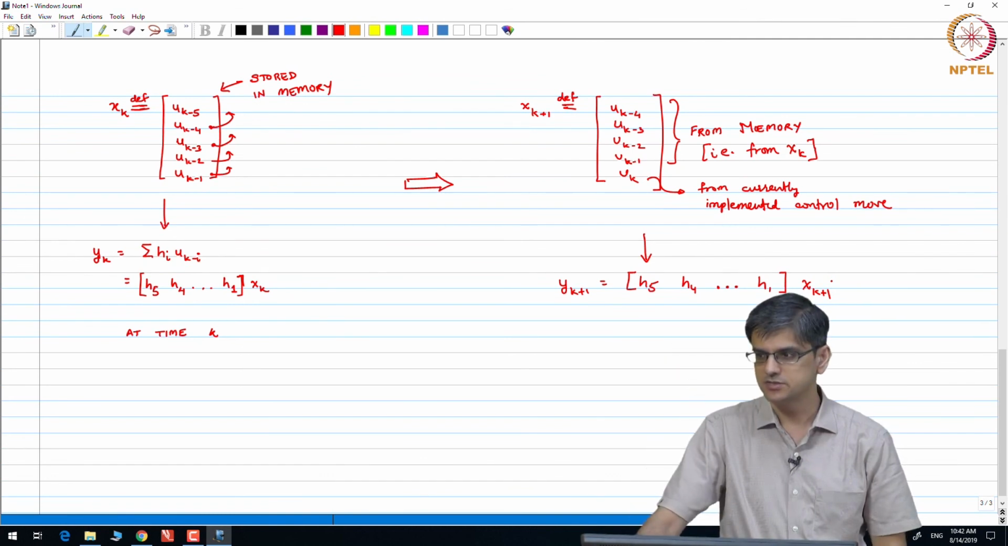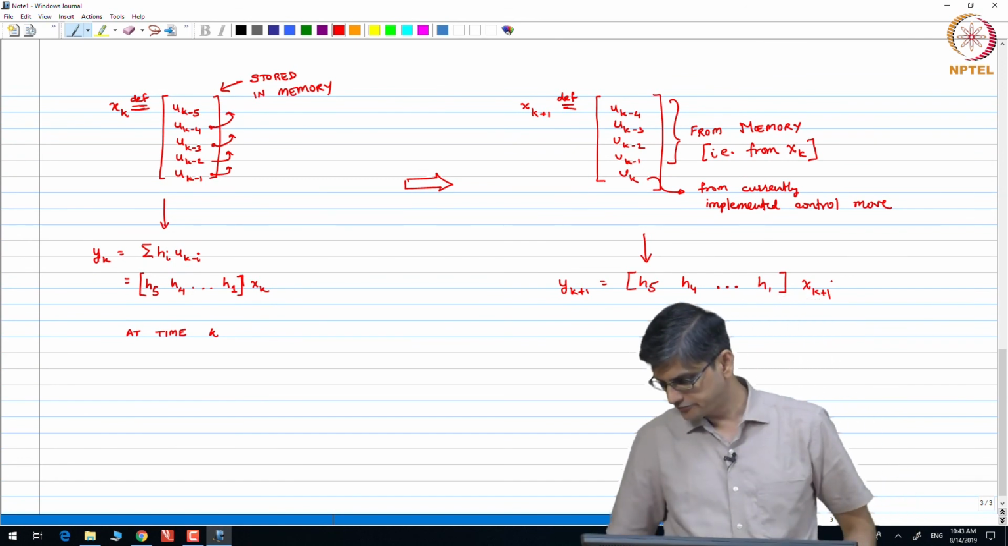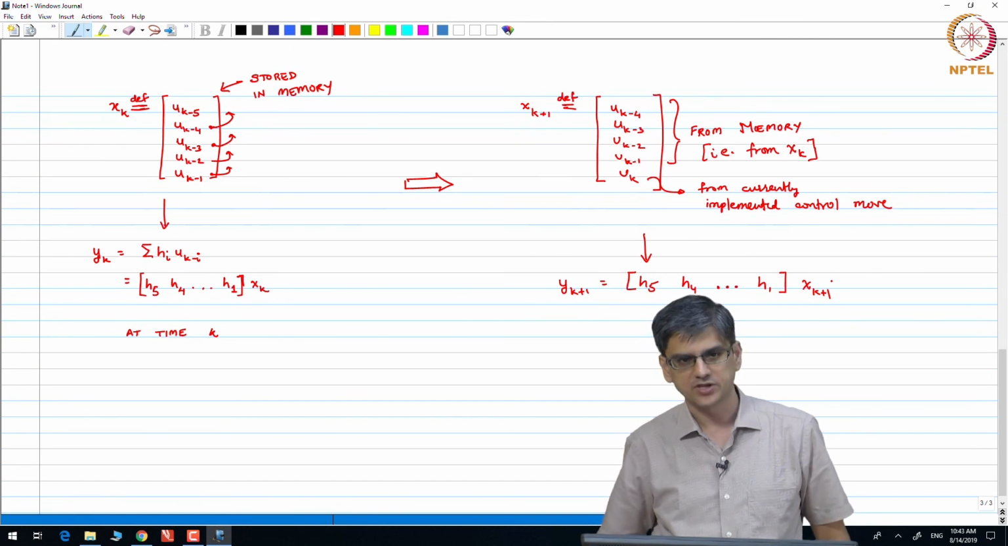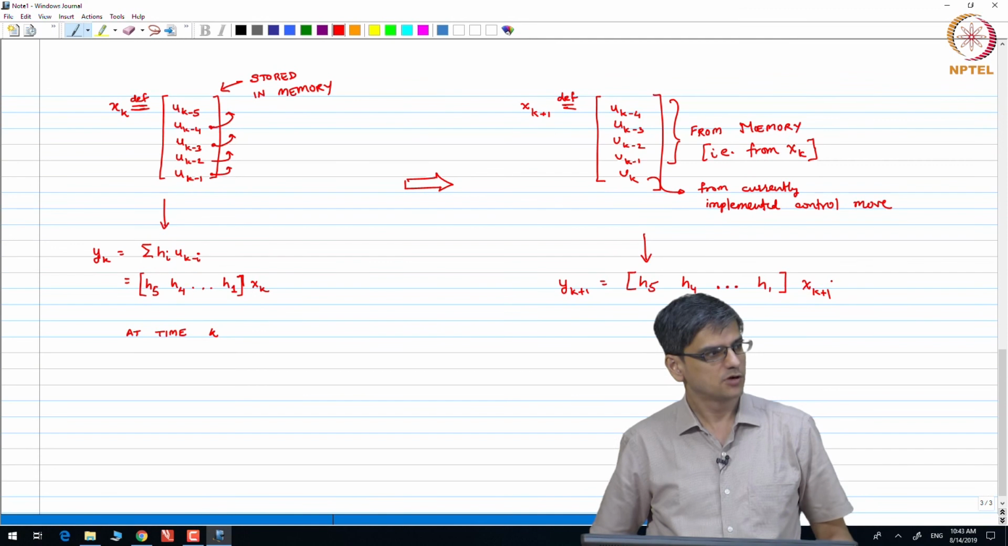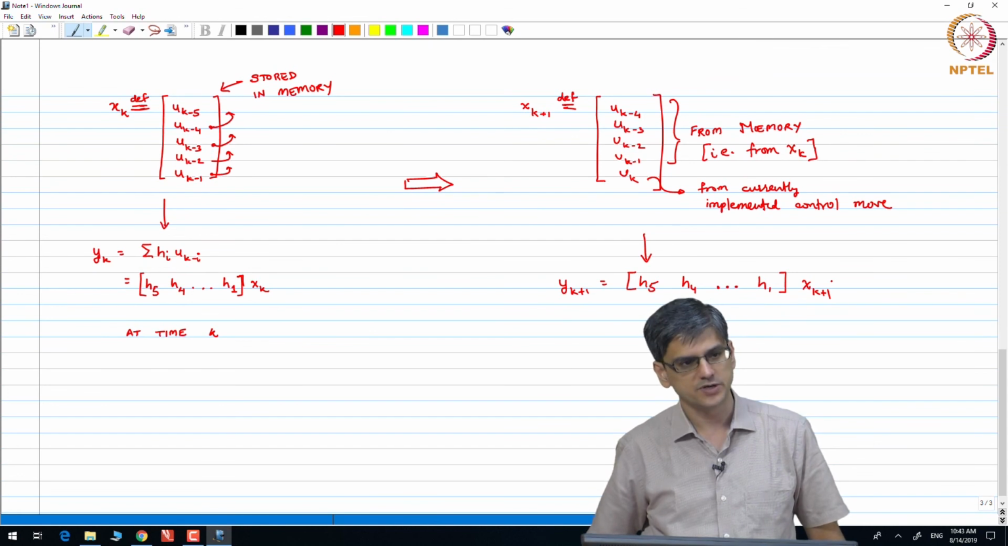Any questions on this? Okay. Anyway, I think we have kind of run out of time. So, what we will do is two things. On Tuesday, we will take up the step response models. Step response is where I would want to spend a little bit more time.